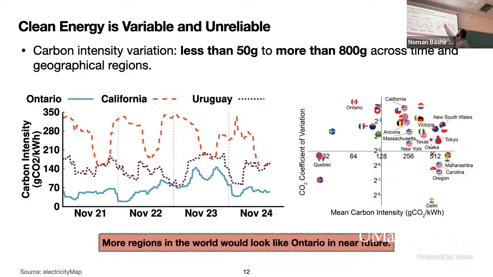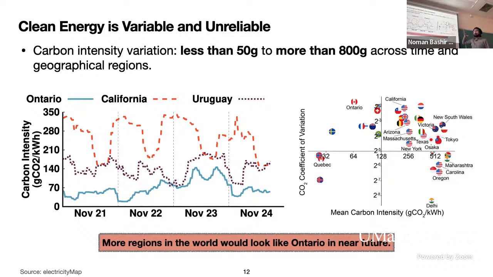A really good place to be maybe is Ontario. Ontario has low carbon intensity and a lot of variations. So moving from here to there not only gives you a lot of carbon emission reductions, but also allows you to exploit these temporal variabilities. This is just to point out that a lot of regions in the world today are here, where you have some variations and average carbon intensity is very high.